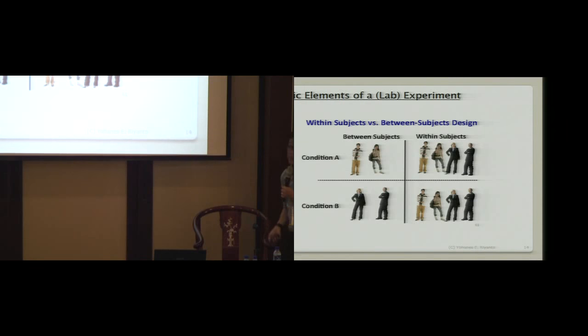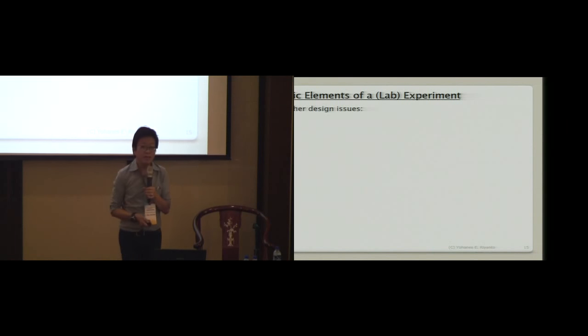So this is the description, within subject and between subject. So this is between subjects, condition A and condition B. And within subjects is basically both of them do both conditions. Okay. So what are the other design issues?